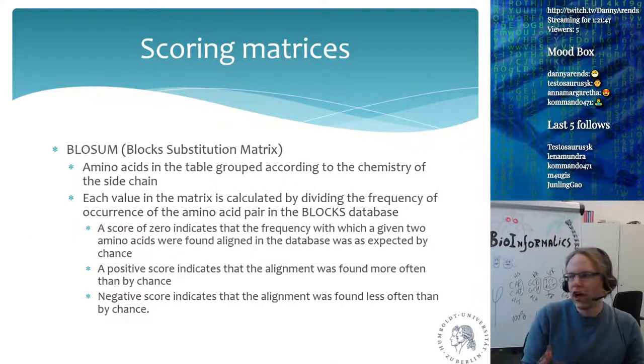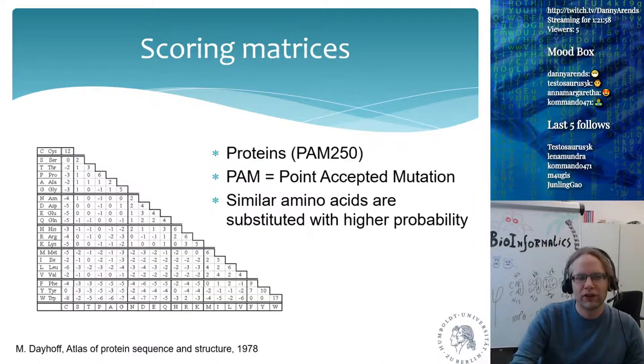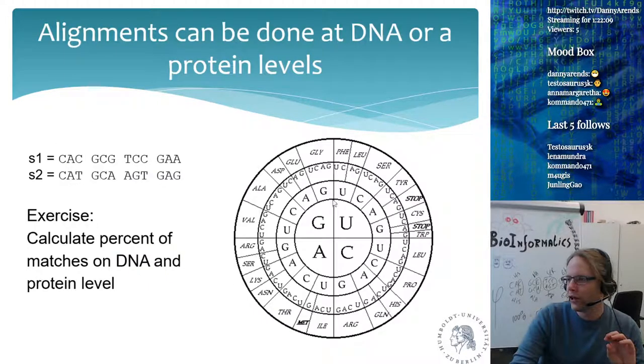So another type of scoring matrix is the BLOSUM matrix, which is the block substitution matrix. The amino acids in the table are grouped according to the chemistry of each of the side chains, which is different from the PAM matrix, because the PAM matrix is just built based on point accepted mutation. This is based more or less on the wheel that you see here, right? Glycine is coded by GG and doesn't care what the third base is.